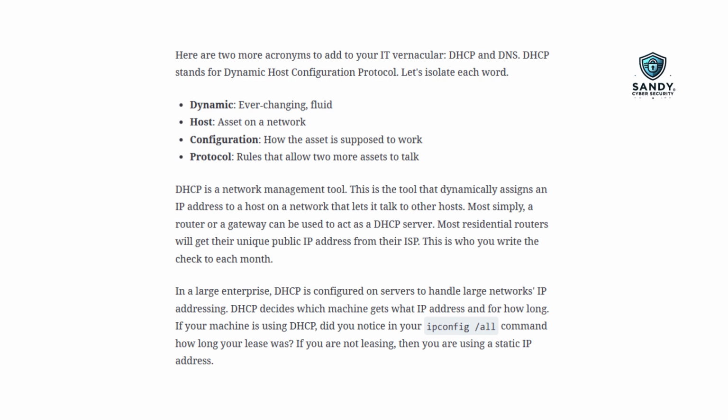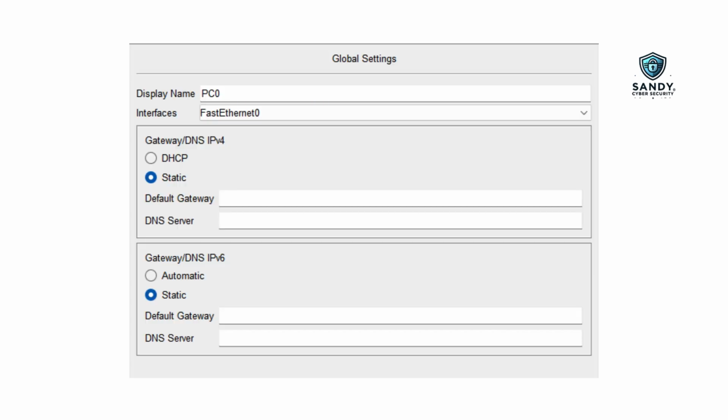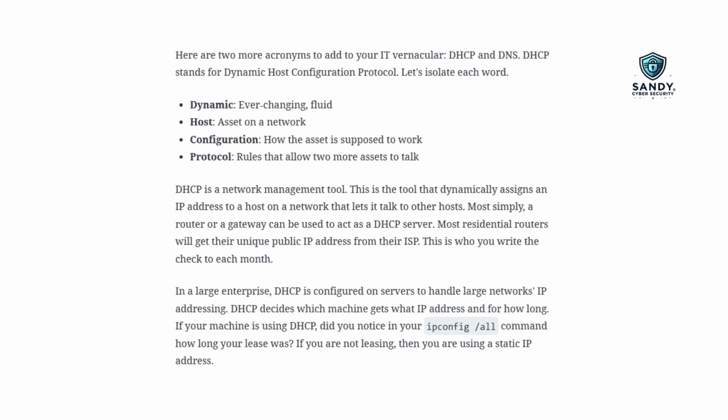DHCP is a network management tool. This is the tool that dynamically assigns an IP address to a host on a network that lets it talk to other hosts. Most simply, a router or a gateway can be used to act as a DHCP server. Residential routers will get their unique public IP address from their ISP. In a large enterprise, DHCP is configured on servers to handle large networks' IP addressing. DHCP decides which machine gets what IP address and for how long. If your machine is using DHCP, did you notice in your ipconfig /all command how long your lease was? If you are not leasing, then you are using a static IP address.